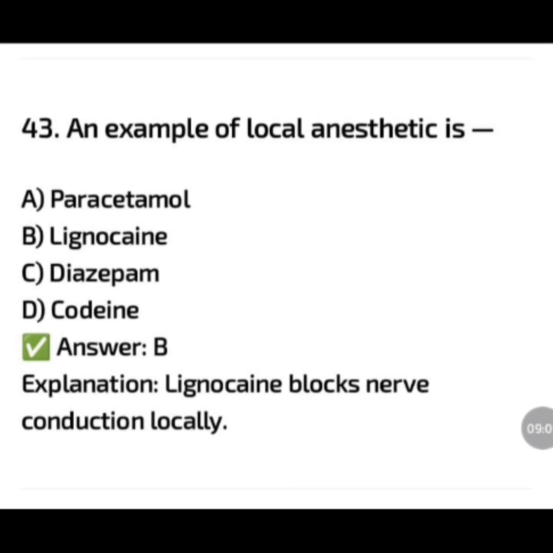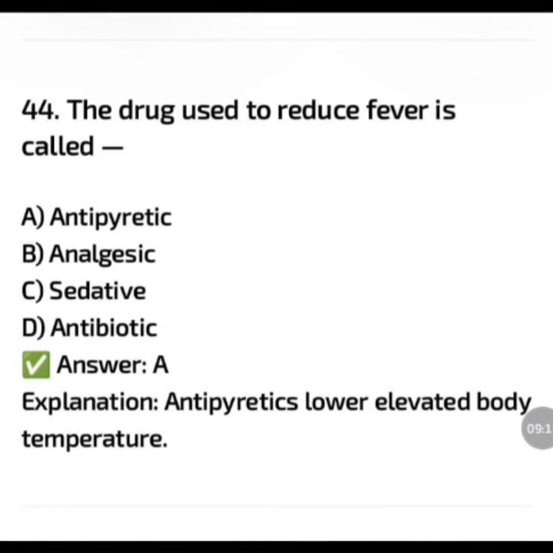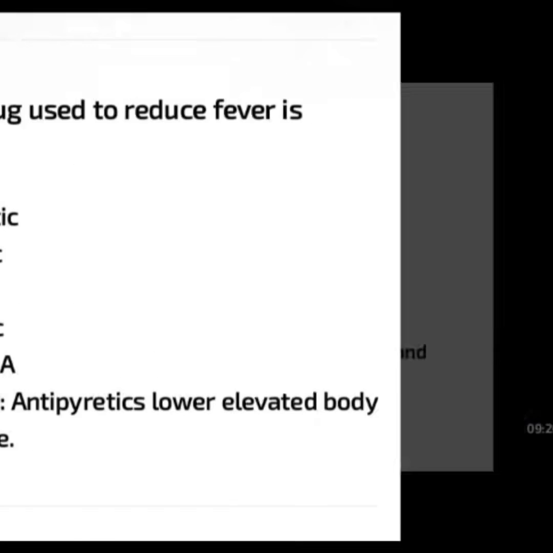The correct answer is option B, lignocaine. Lignocaine blocks nerve conduction locally. The drug used to reduce fever is called antipyretic, analgesic, sedative, antibiotic. The correct answer is option A, antipyretic. Antipyretics lower elevated body temperature.